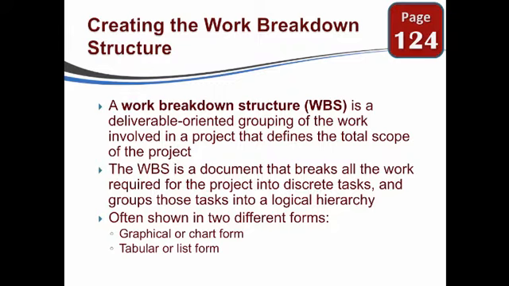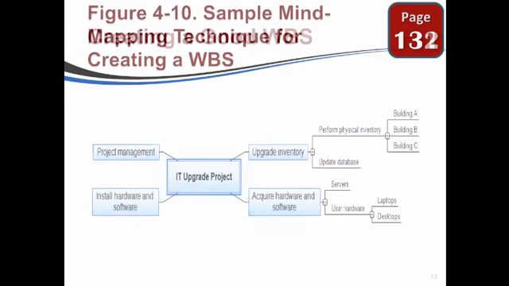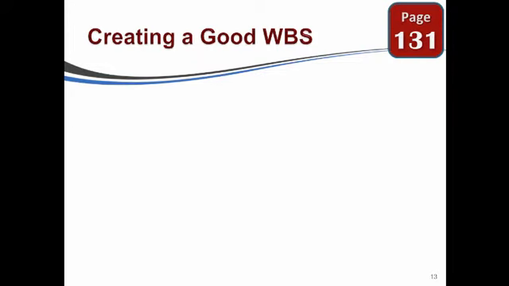So how do we go about building it? Here are just some examples. You can use the guideline method, the analogy method, the top-down method, the bottom-up method, and the mind mapping method. We're going to talk about these briefly, but basically on page 130 of your book, it shows you these different definitions. First of all, let me tell you, creating a good WBS is difficult.